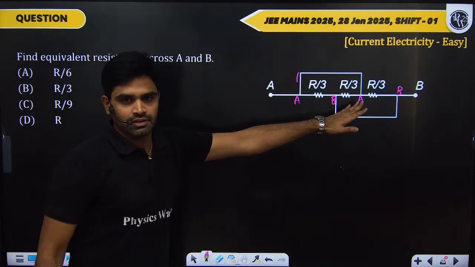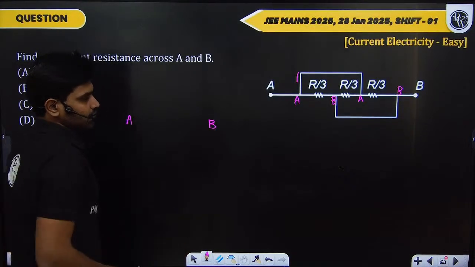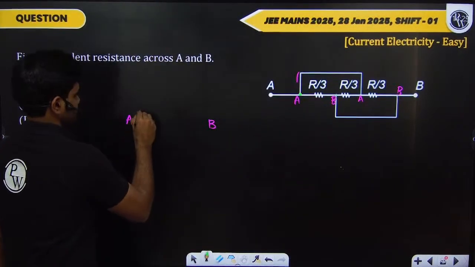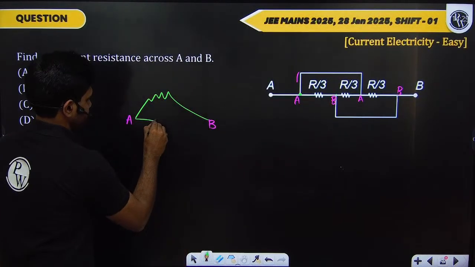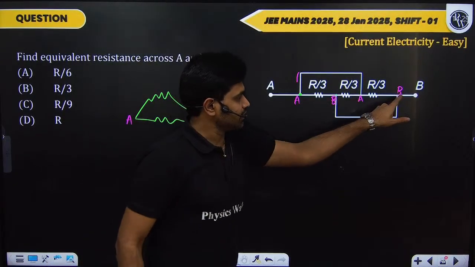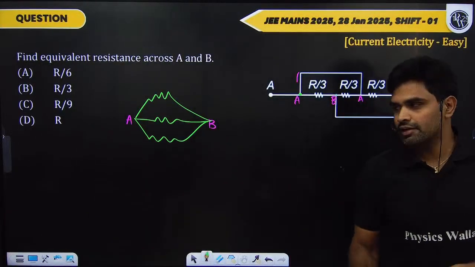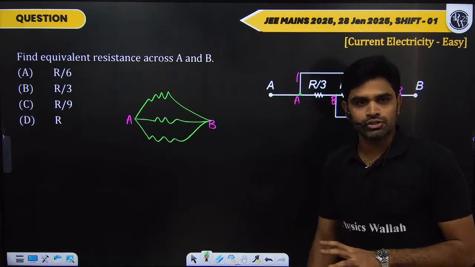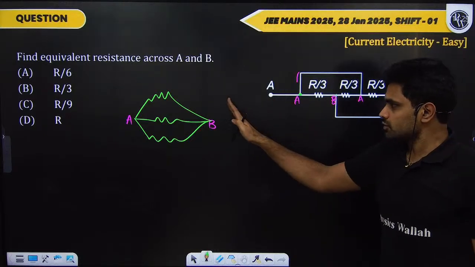Now, if I try to remodel this question by taking 2 points A and B, we have 3 resistors. Between A and B we have this resistor, one more resistor, and another resistor. These questions look complicated, but if you start drawing the circuit, they look easy. Also search for Wheatstone bridges. This is not a Wheatstone bridge. In the last shift also it was not a Wheatstone.